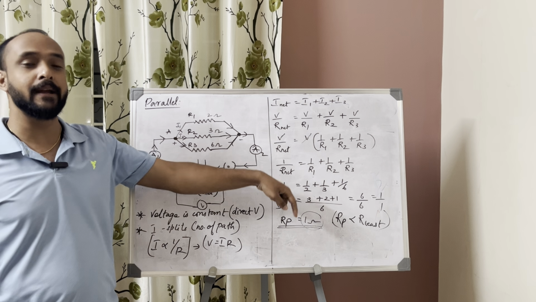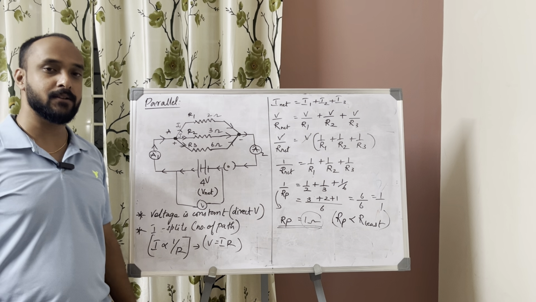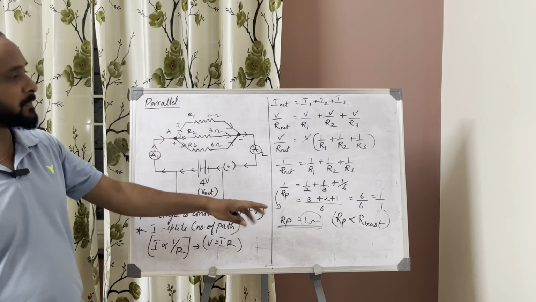So here the least individual resistance is 2. So before I even start, I can guess that the answer is going to be less than 2. And I got less than 2, which is equal to 1. So my answer is right.